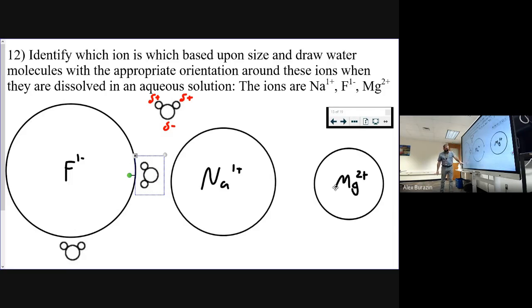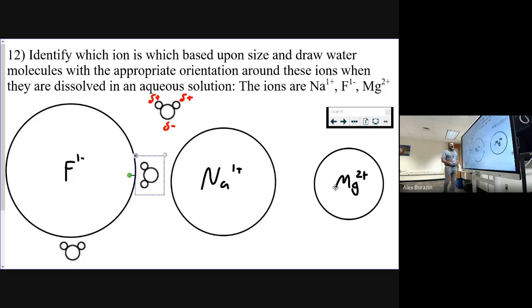to orient themselves where the partial positives are facing the negative ion. So this ion would be surrounded by tons of little water molecules. All of the water molecules would have the hydrogens facing towards it because opposite charges attract.